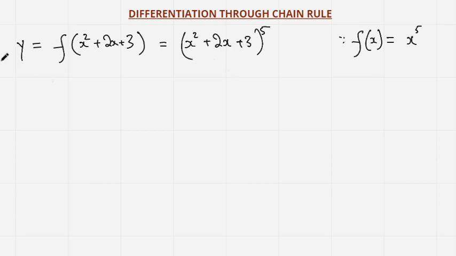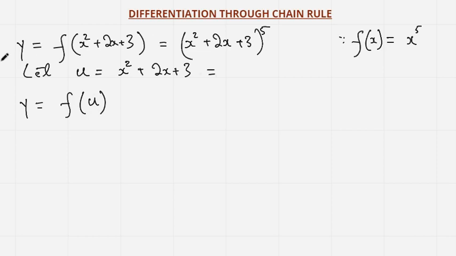For that purpose, I assume that this base, which is a full quadratic expression, is equal to some other variable. Let it be u. So let u equal x squared plus 2x plus 3. Now my y is going to be equal to f of u, where u is actually a function of x. So now I have u inside f, which means I have a function within a function.